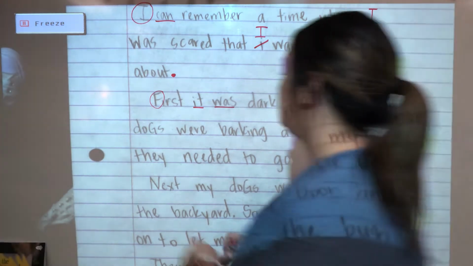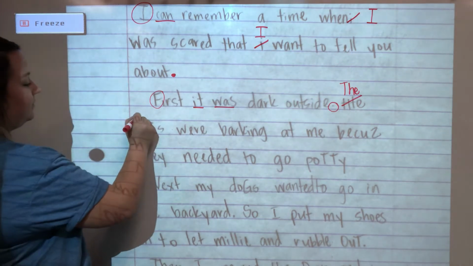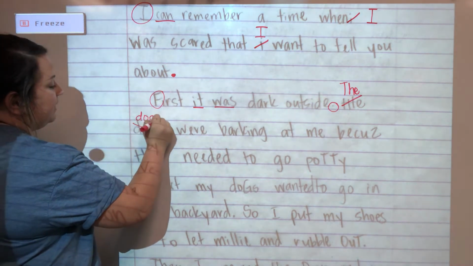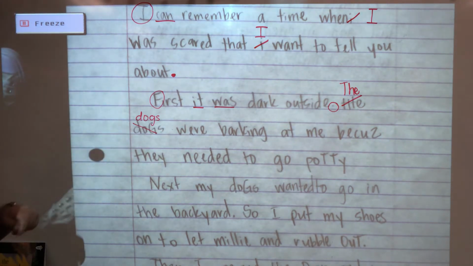So, the dogs. Why do I have a capital G there? I don't know, so I'm going to fix it to make sure that all of my letters are lowercase unless it's the name or the beginning of the sentence. The dogs were barking at me because they needed to go potty.